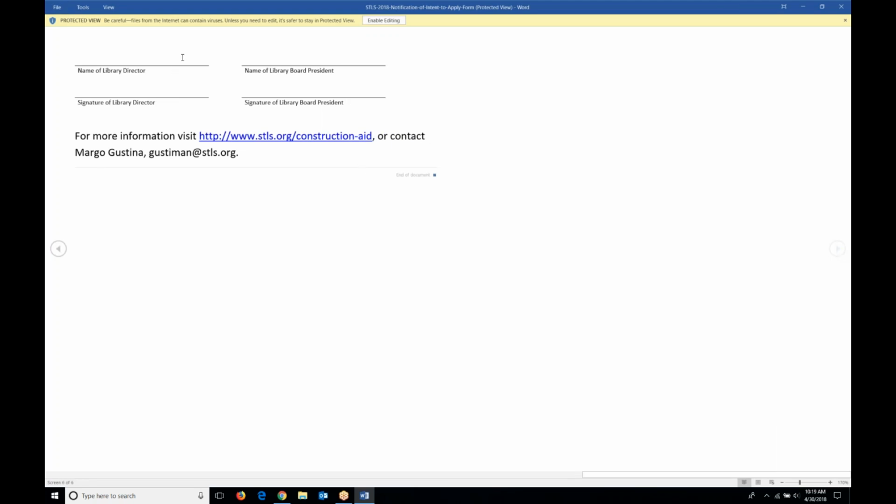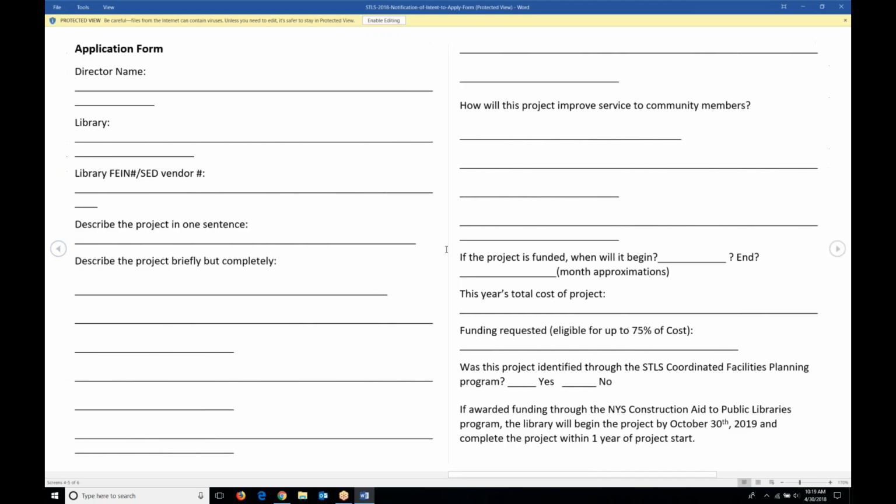You do need the signature of both the library director and the library board president, because you need to assure the state that you have matching funds. We need to see that the board has approved this application for funding. Any questions right now about the intent to apply form?